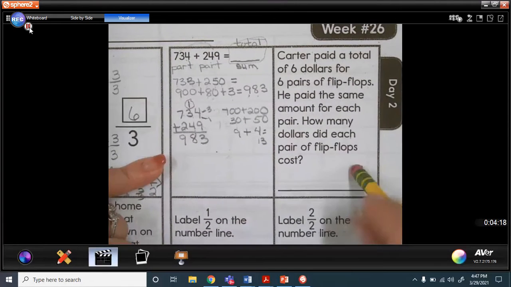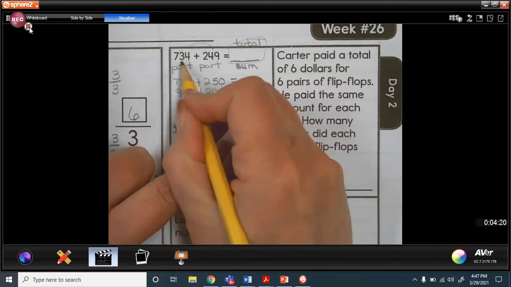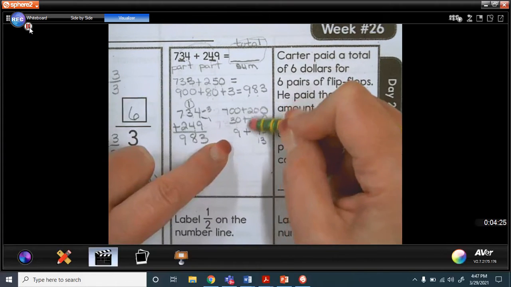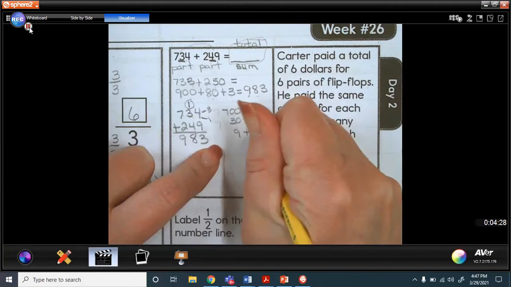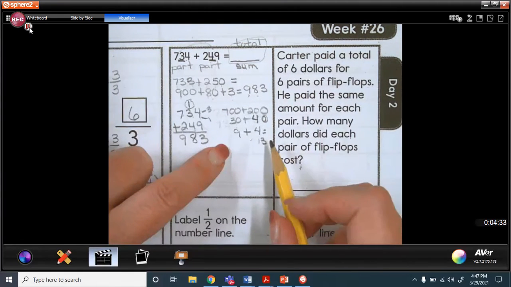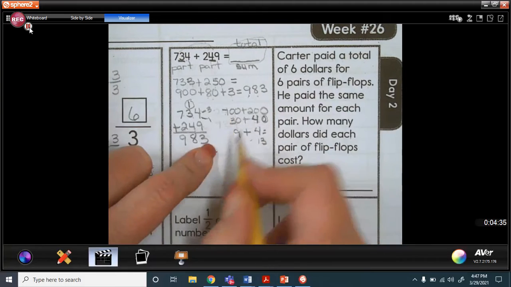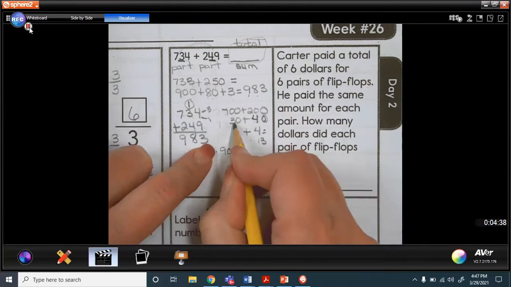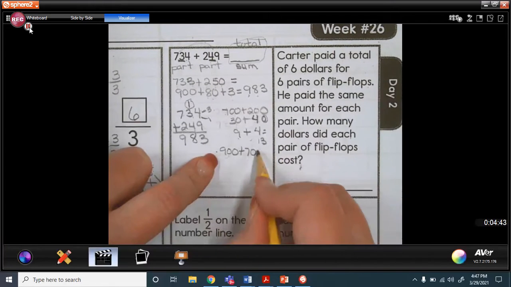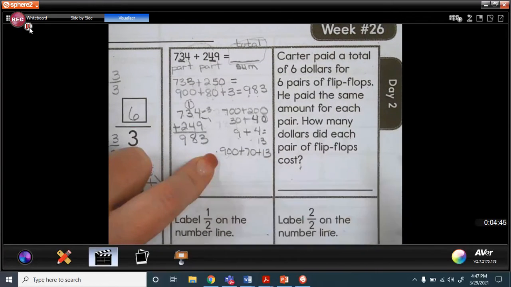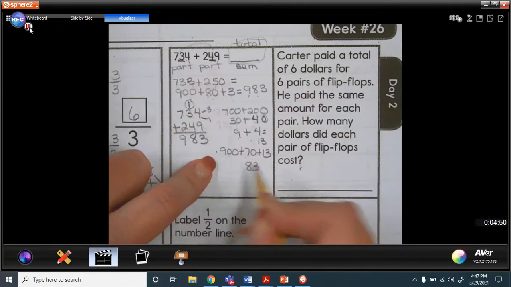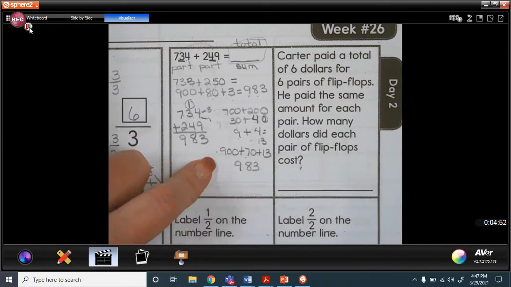Okay, so I see where I made my error. Instead of using my original numbers, I made an error. So see, Miss Sanamio realized that she made an error and had to go back and say, oh, wait a minute, where did I miss my thinking? So 700 plus 200 was 900. 30 plus 40 is 70. And now 9 plus 4 is going to be 13. So this 70 and 13 is going to make that 83, and then I have 983.